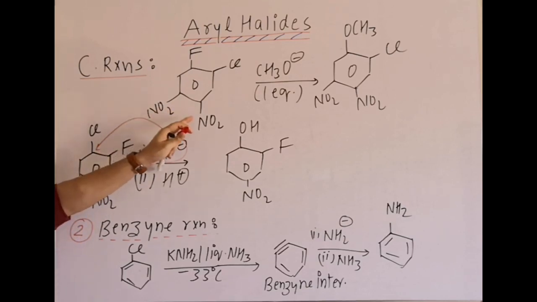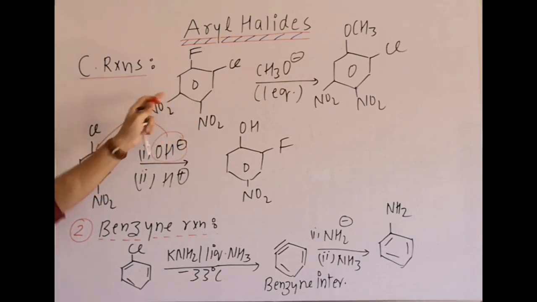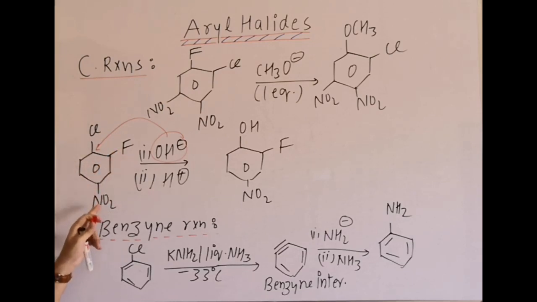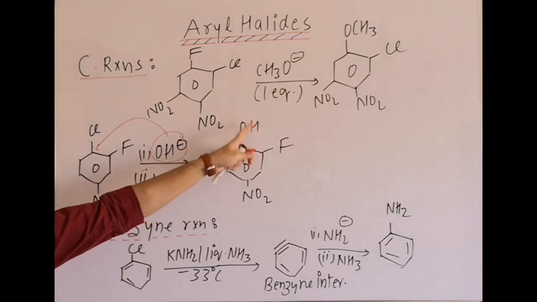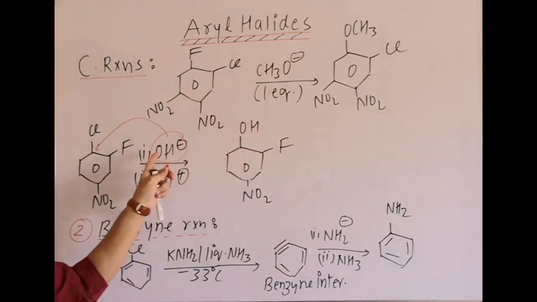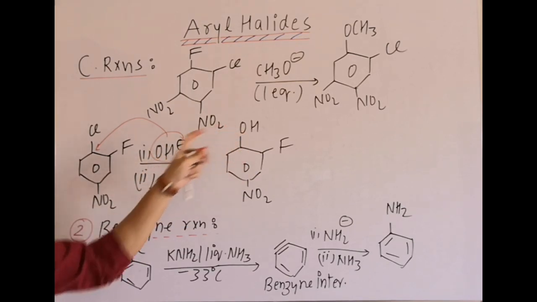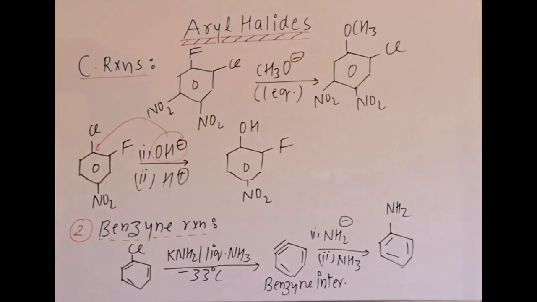Remember, in the last example both were getting the same effect, -M and -I, but here fluorine is getting only the -I effect, whereas the chlorine carbon is getting -M as well. So this is the more electron deficient position and faster attack of the nucleophile takes place. So here the product will be chlorine substituted by OH. It is a basic medium, so it forms O minus, then we add H2O or H plus. Clear? Then the next reaction is the benzyne reaction.